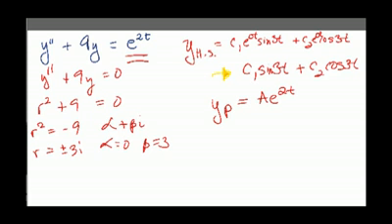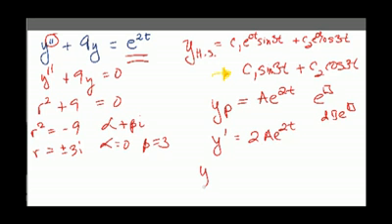So what was the next step? Take the derivatives. We need to take all the way up to the second derivative because of this right here, it is y double prime. So y prime is going to be 2a e to the 2t. Remember, the derivative of e to the box is the derivative of what you have up there times what you had originally. Then y double prime is going to be 4a e to the 2t.